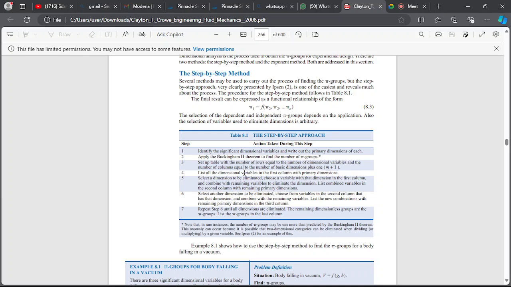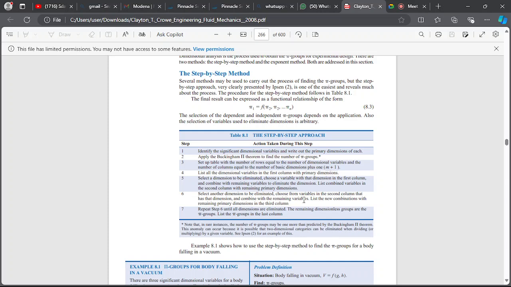Applying the Buckingham theorem to find the number of pi. That's a good one. How do you find the number of pi? You will see. Set up the table with rows equal to the number of dimensional variables and number of columns equal to the number of basic dimensions plus 1. List all the dimensional variables in the first column with the primary dimension. Select the dimensional variable to be eliminated. Let's see how it is done.